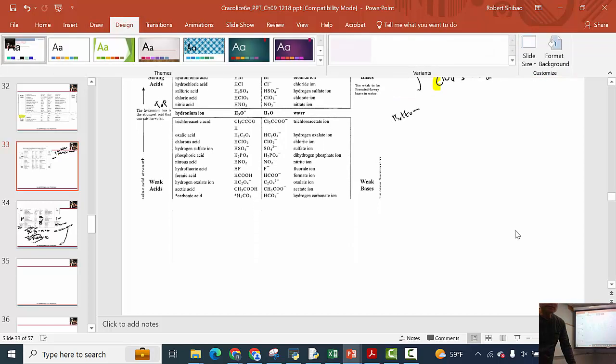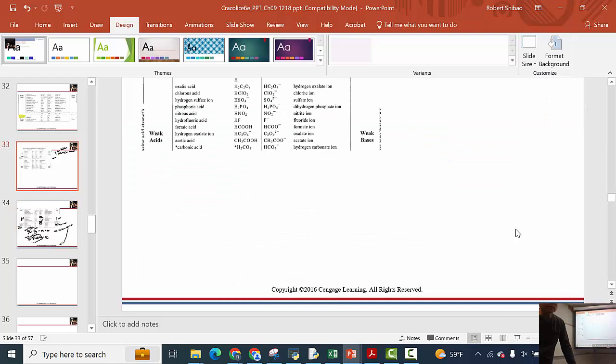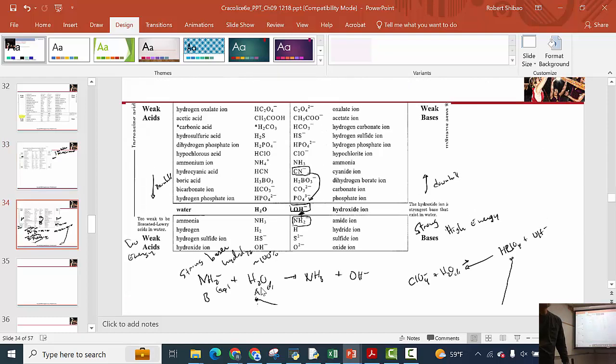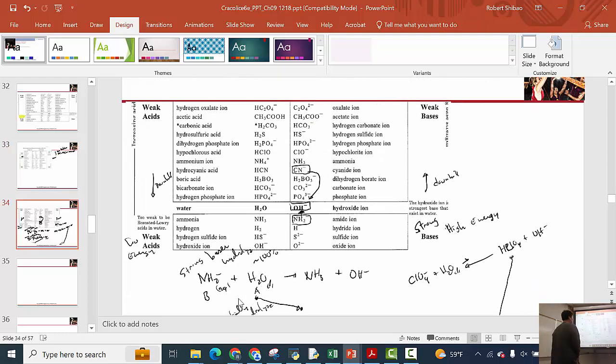Now, there are some species that appear on both sides of the chart. For example, water. You know, water can either act as a base or it could act as an acid. It's weak on both ends. But there are other species that are like this that we call amphoteric, like hydroxide. Hydroxide can act as an acid, but it's too weak really to be considered an acid, or it can act as a base. Well, as a base, it's very strong. These are all the strong bases here.